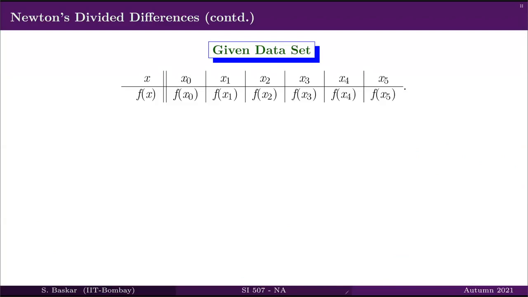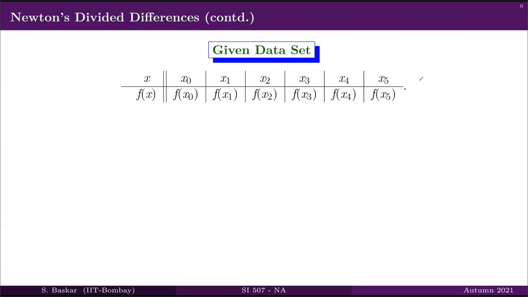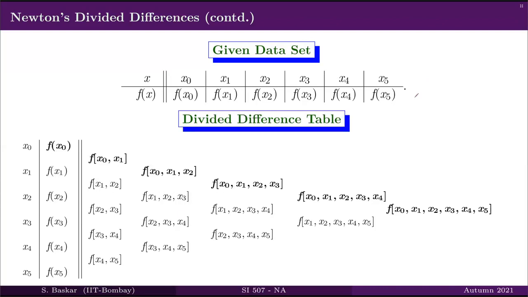There is a way to compute these divided differences using a concept called the divided difference table. Let us illustrate this table for the data set having 6 entries. The idea goes similar to other data sets with more entries. The divided difference table for the given data set looks like this. Let us explain how to construct this table for a given set of data. You first write the nodes in the first column and the function values in the second column.